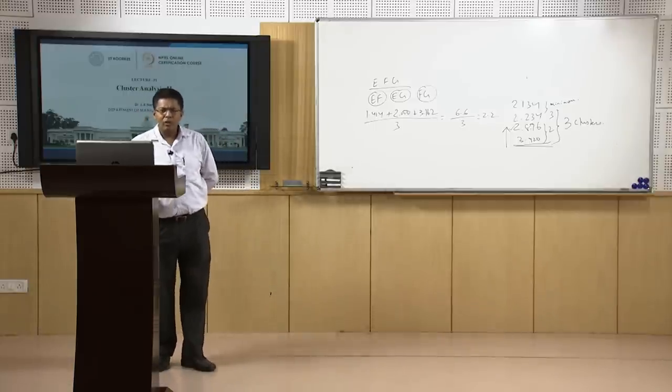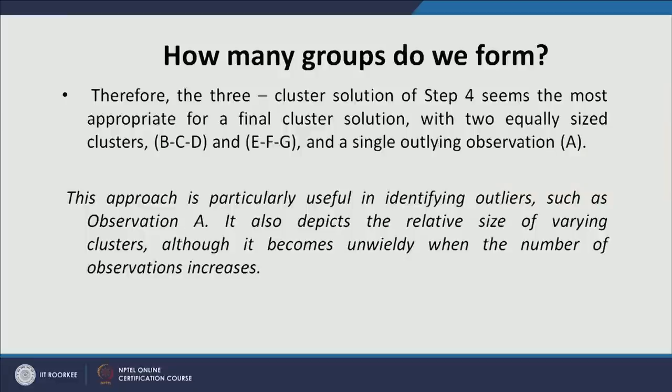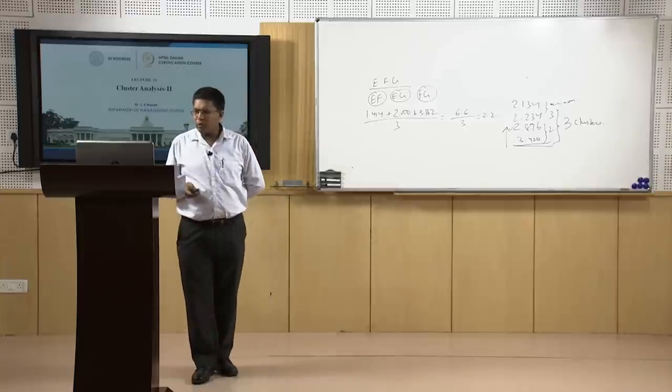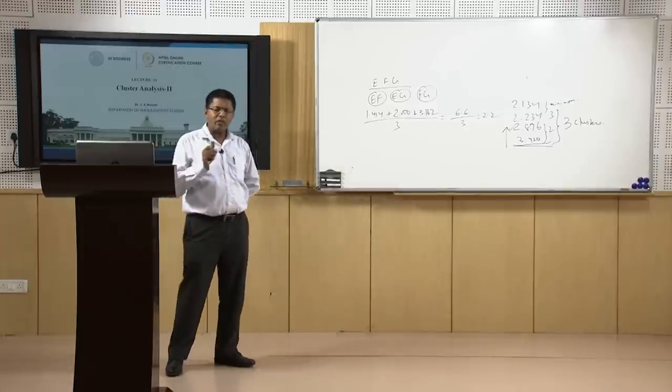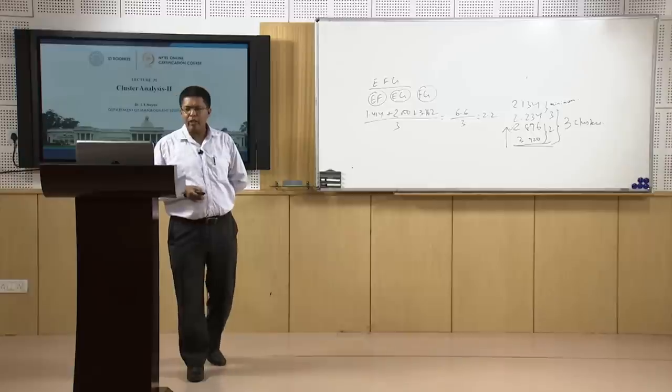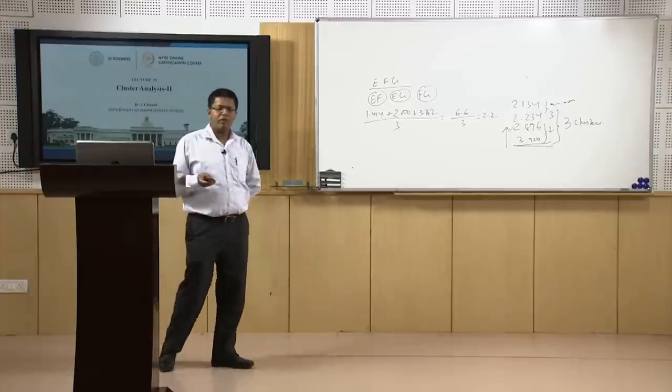So, the 3 cluster solution of step 4 seems the most appropriate for a final cluster solution. We had B, C, D as one group, E, F, G as another group, and A as the only single one. This approach is particularly useful in identifying outliers such as observation A. Observation A was sufficiently different from the rest. Look at the value, it has the lowest value, and it was individually unique in itself. It depicts the relative size of the varying clusters, although it becomes unwieldy when the number of observations increases, obviously.